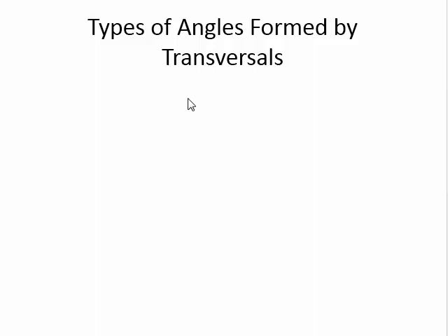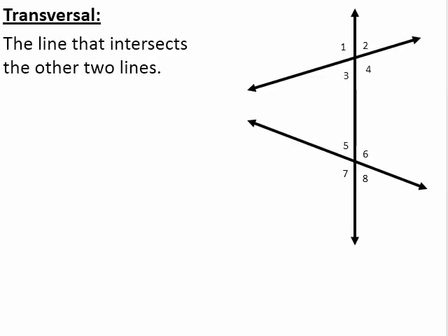In this video, we're going to take a look at the types of angles formed by transversals. First, we need to take a look at a transversal itself. A transversal is a line that intersects two other lines. So if we look at the example here on the screen, you'll notice that the transversal is the line going straight up and down, cutting through the other two lines.